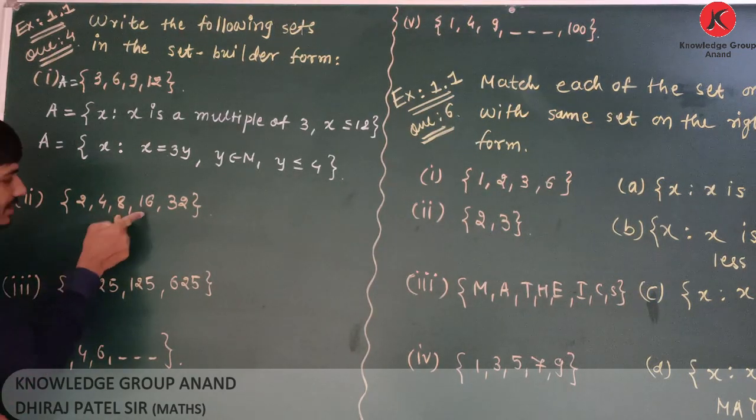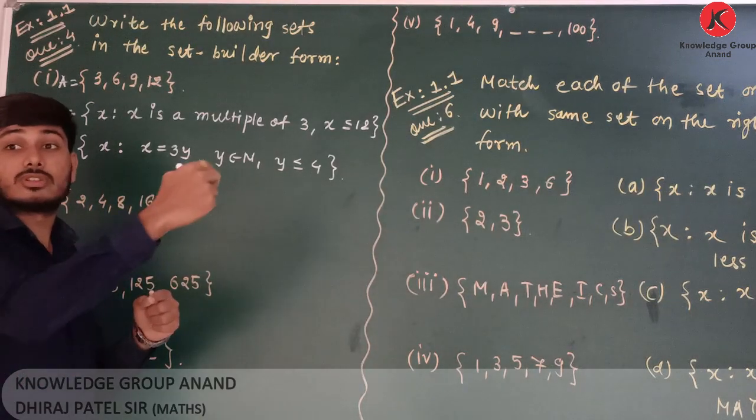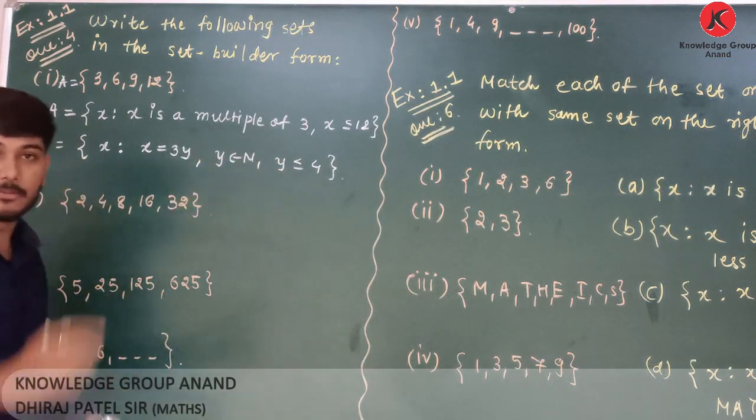2, 4, 8, 16, 32. First of all, observe the pattern of numbers. This is 2 raised to 1. This is 2 raised to 2. This is 2 raised to 3. 2 raised to 4. 2 raised to 5. It means 2 is common and the power of 2 is increasing: 1, 2, 3, 4, 5.